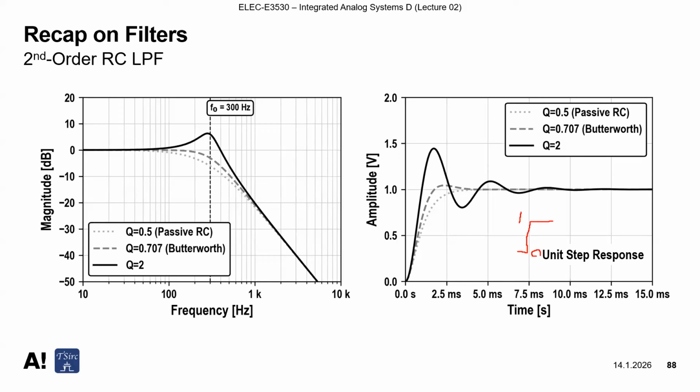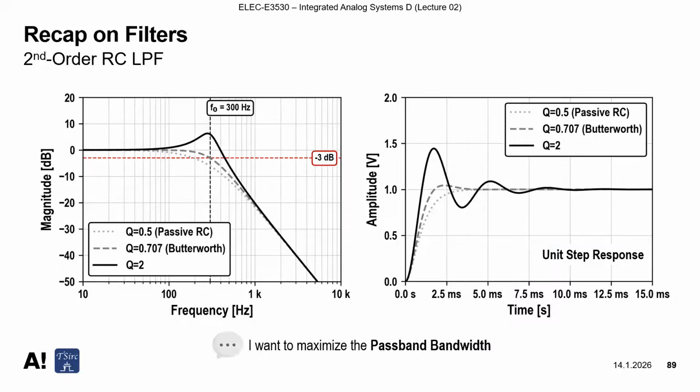For the passive RC, it has slow settling. The Butterworth filter has faster settling, it looks like. But in the end, it doesn't make a significant difference. What I'm going to talk about is this. Let's say I want to maximize the passband bandwidth, because at high frequency, for an anti-aliasing filter, we want to filter out unwanted signals, including noise and other things. Anyway, for let's say 10 kilohertz, it doesn't make that much difference. It's just a difference of Q factor.